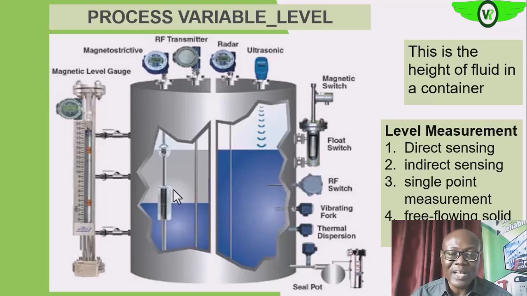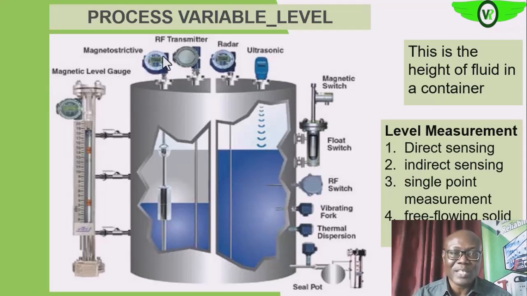We also have other manual types of level measurement, as we will see later, like the physical gauging, by using either a dipstick or a dip tape. Are we getting it? To get a calibrated stick or tape, to get the level of the fluid in the vessel.